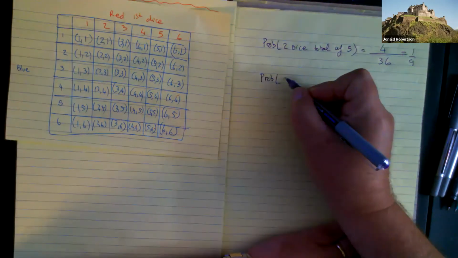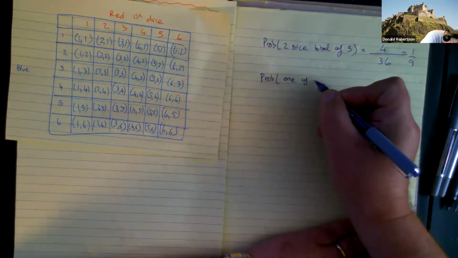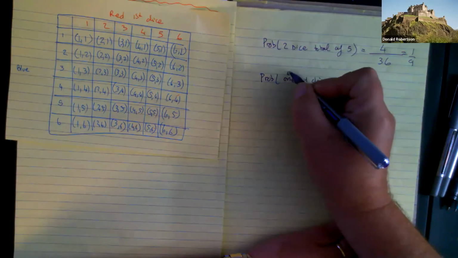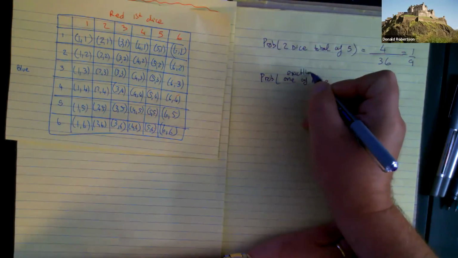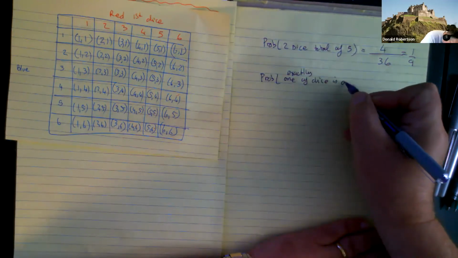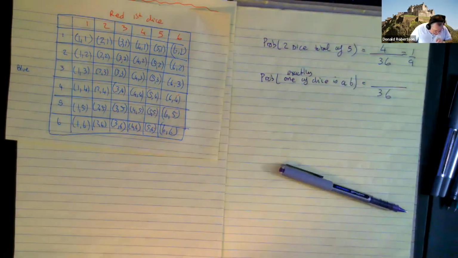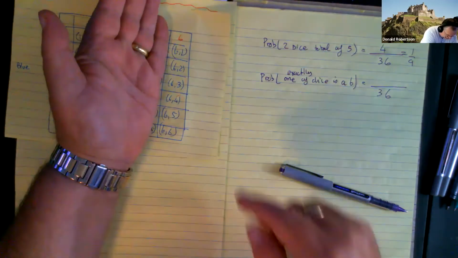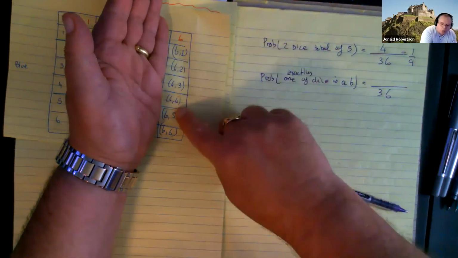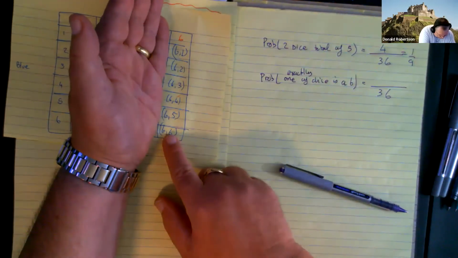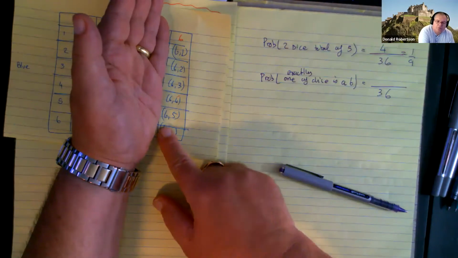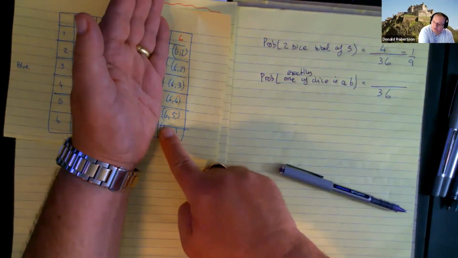Okay. Now, you can answer all sorts of more complicated questions like what's the probability that exactly one of the dice is a 6. Now, if you look at the places where one of the dice is a 6, would you agree all these situations here, one of the dice is a 6? Why am I not using 6, 6 in my count? Why am I only going to count those 5 and not that last one?